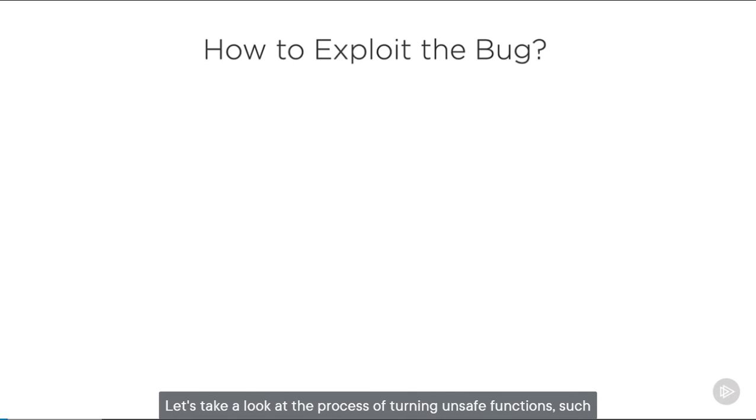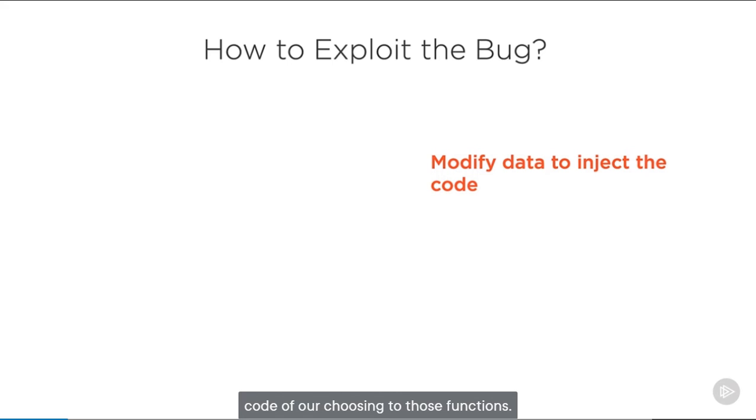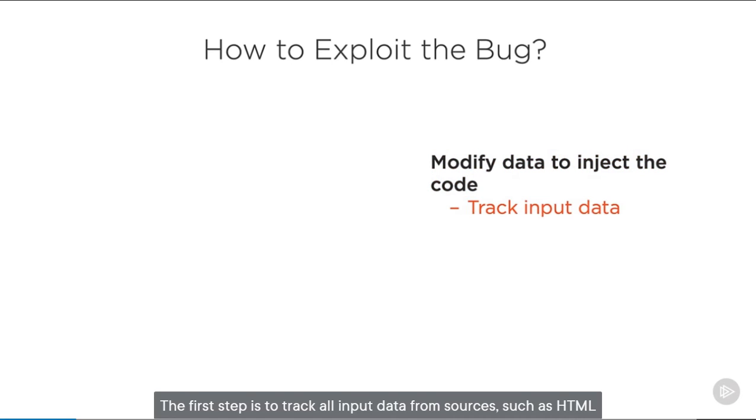Let's take a look at the process of turning unsafe functions, such as eval, into attacks against web applications. After having found where unsafe functions are used in our source code, we need to take a look at what data can we use to deliver the code of our choosing to those functions. The first step is to track all input data from sources, such as HTML forms, cookies, or HTTP request parameters, to unsafe function calls. Such unsafe function calls are often called sinks.